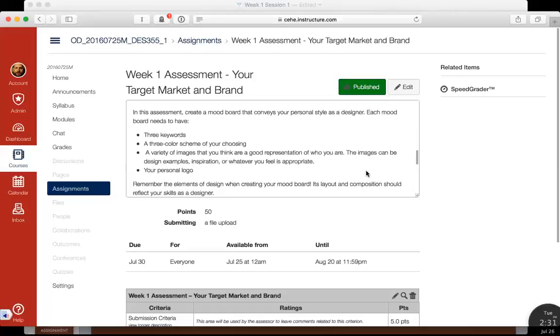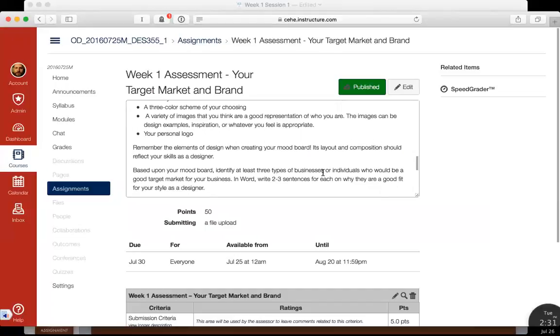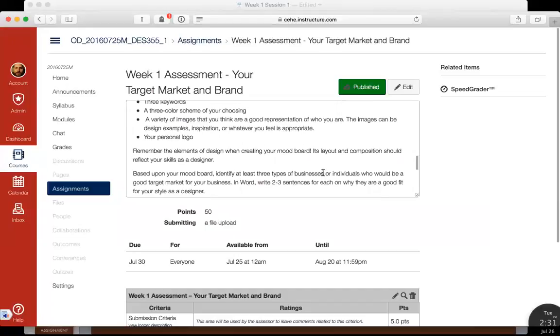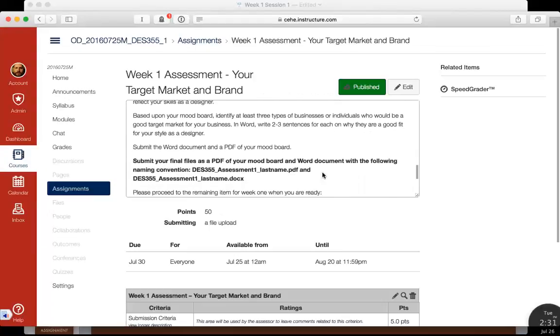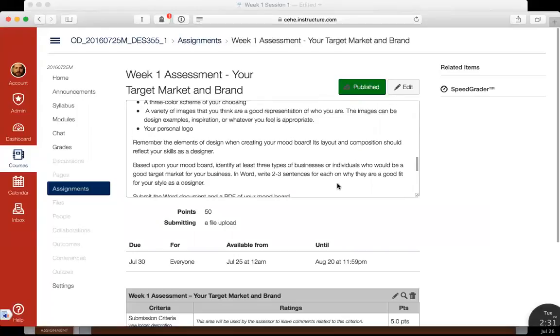And it says, remember the elements of design when creating your mood board. Your layout and composition should reflect your skills as a designer. So you're not just going to throw this together. Make it look nice. Do it as your design, right? Once you have that done, the mood board is submitted as a PDF, and I would recommend either Illustrator or InDesign as the best ones to do that in.